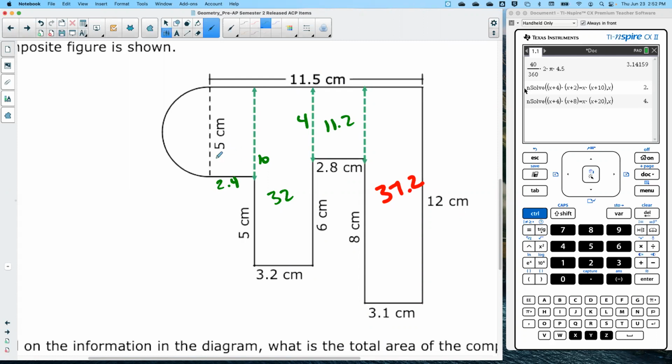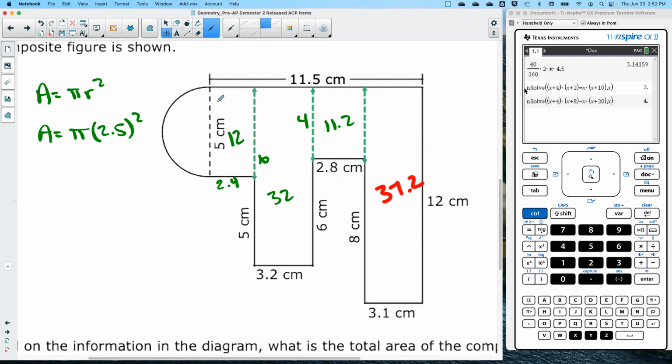Valerie, don't just rely on the calculators. 12. Thank you. Last section. What is this part like? That's a circle. What's the formula for a semicircle? What's the formula for area of a circle? Pi r squared. First, what's the radius? 2.5. So it's pi times 2.5 squared.